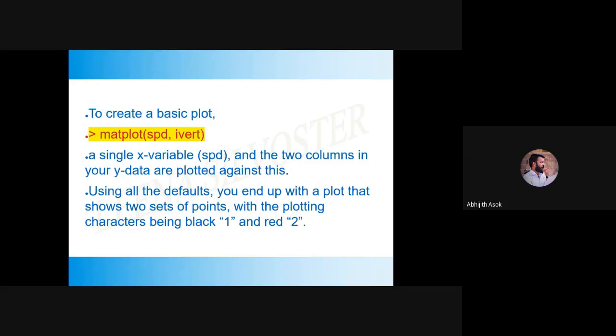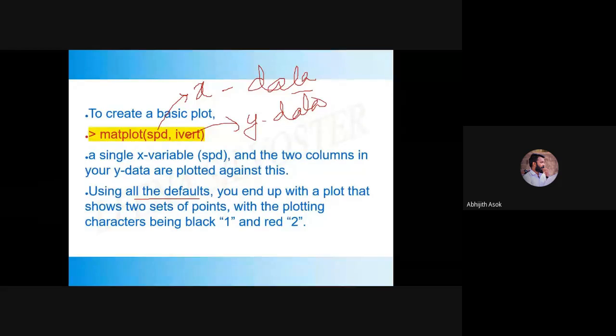To create a basic plot, you need two variables. The first one is x data, and this one is y data. A minimum of these two arguments is required for plotting. A single x variable and the two columns in your y data are plotted, using all the defaults. Since other arguments are missing, it will set all the default values, with plotting characters being black 1 and red 2.